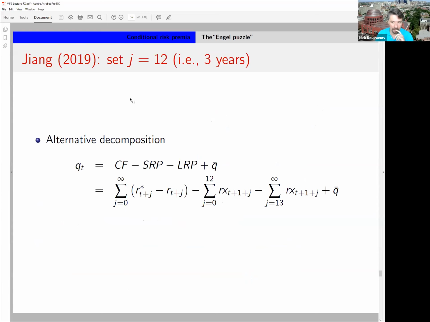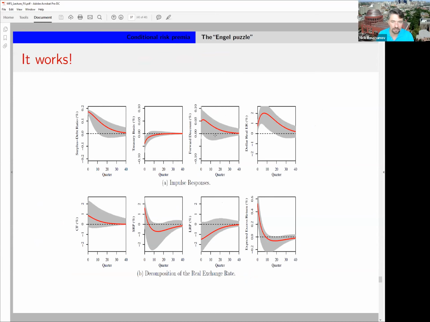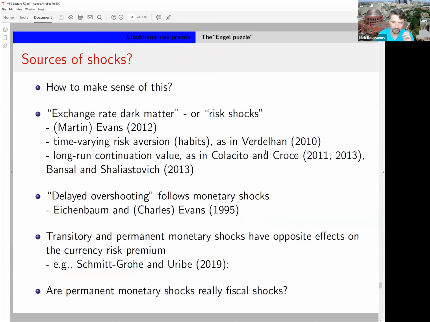And in Jiang's paper, he shows that they switch sign right at about 3 years out. Why 3 years out? Well, one potential thought is that there are some really persistent monetary or maybe in fact fiscal shocks that play out at longer horizons that we don't pick up when we do the UIP regressions. I don't have much time to go through the impulse responses, but this harks back to the earlier literature on delayed overshooting and exchange rate dark matter.